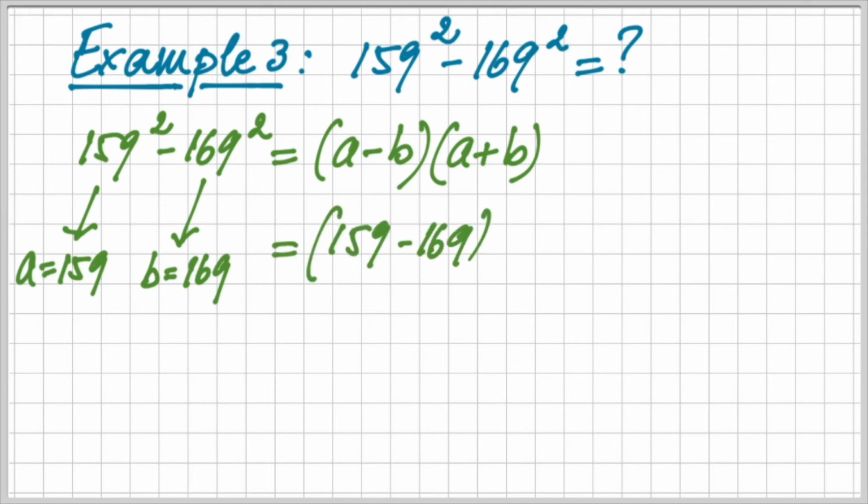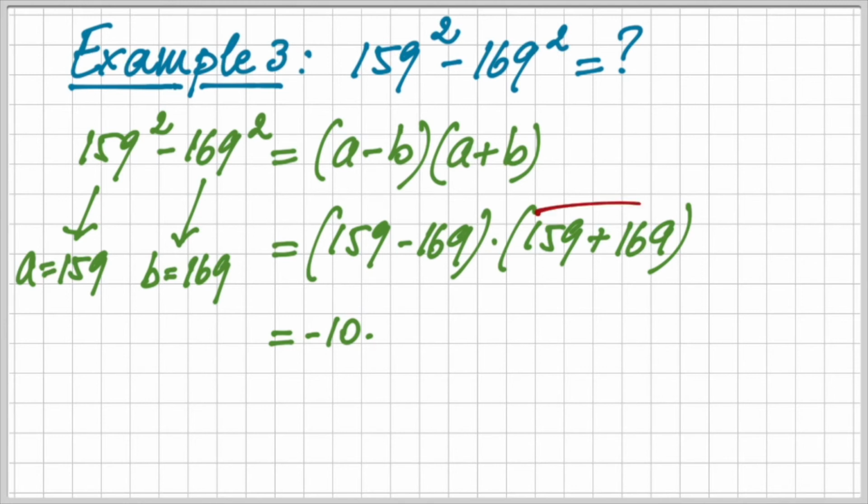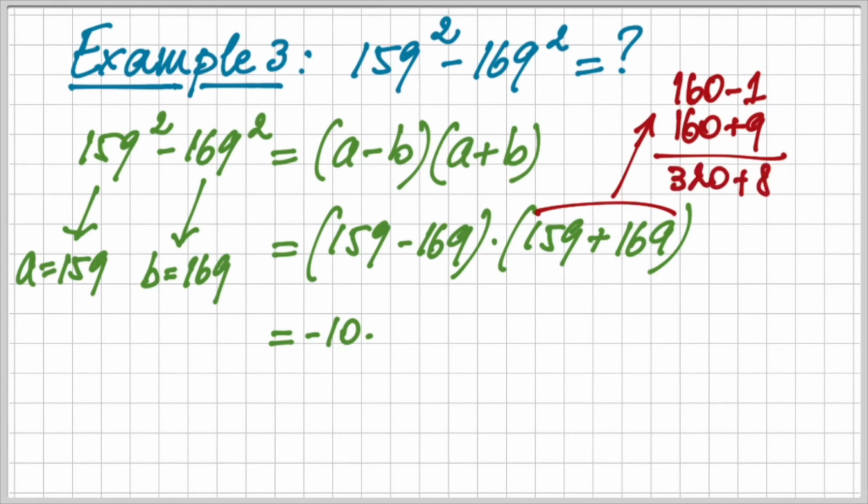So we have a − b is 159 − 169, and a + b is 159 + 169. We can do the calculation here. We can see immediately that 159 − 169 is −10. And for 159 + 169, I say 159 is 160 − 1, and 169 is 160 + 9, which makes the calculation a little bit easier because we have 320 + 8, which is equal to 328.